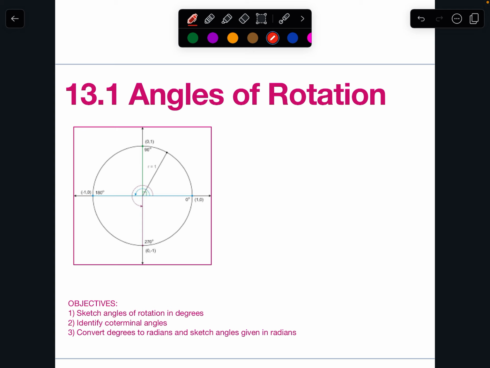We are going to discuss what angles of rotation are. We are going to sketch some. We will identify what are called coterminal angles. And finally, we'll talk about a new unit of measure for angles, and we'll practice sketching angles using that unit of measure.